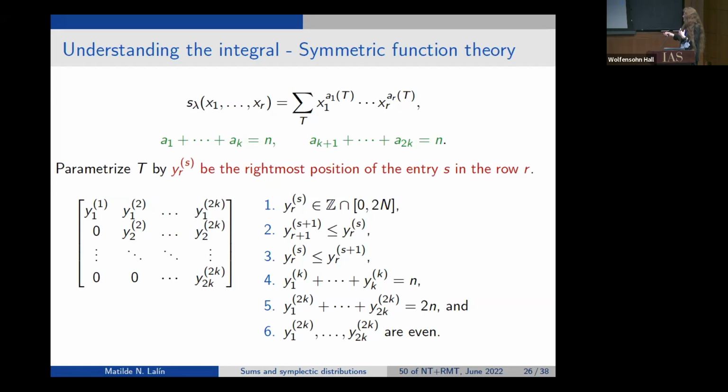The sum that is n and the sum that is 2n come from these conditions. This is coming from wanting to have these diagonal terms x to the n, y to the n. And then there is the condition that the partition has to be even, so that gives a condition on the y's. The point is that we want to count all the possible solutions, all the possible y's that fit all these conditions.